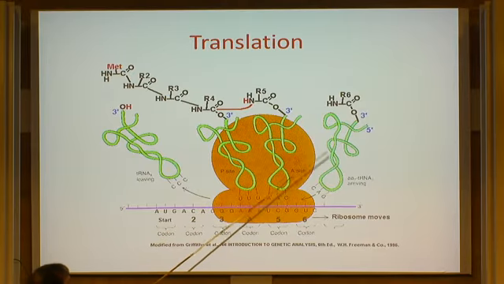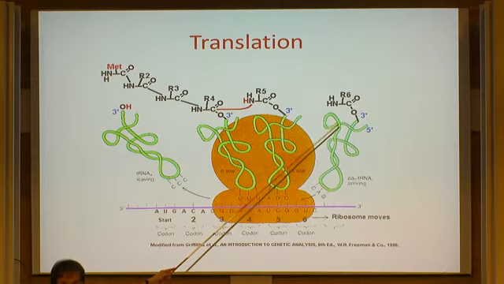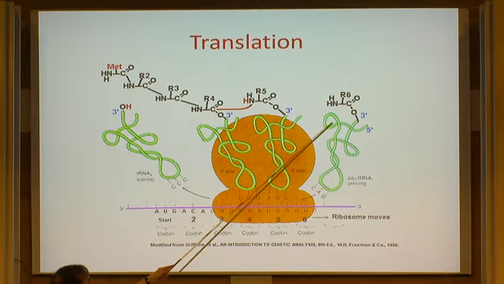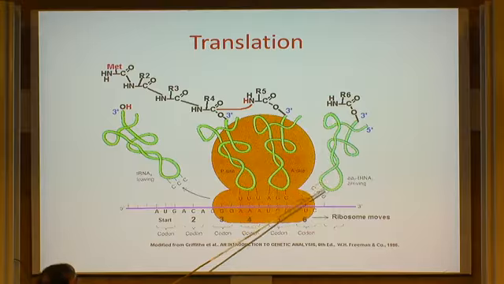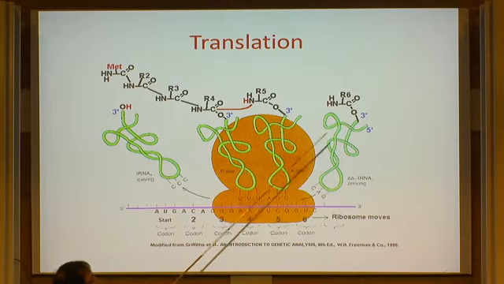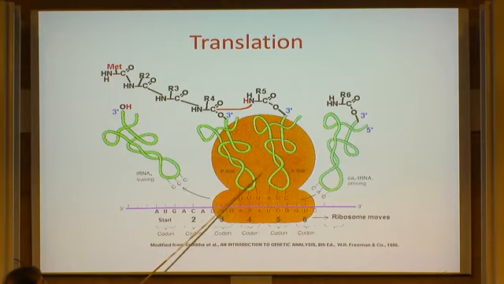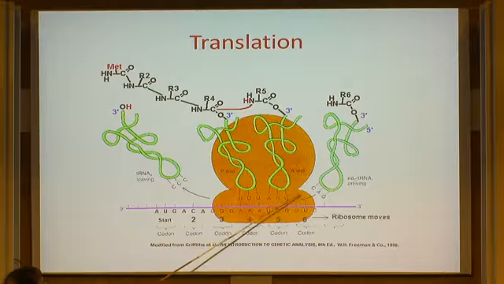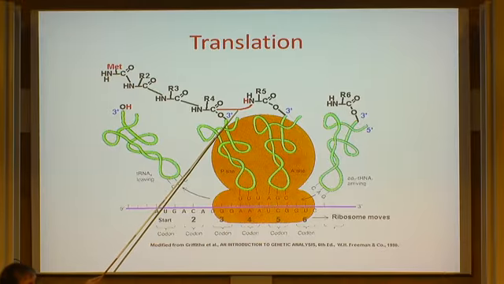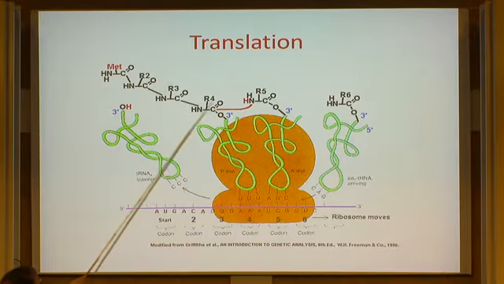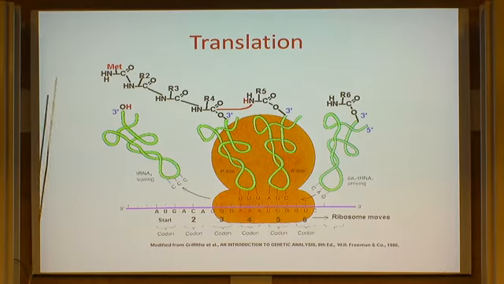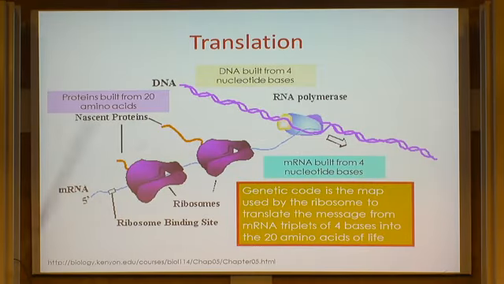And what happens in translation is a very complicated process going on in the cell where the right amino acid is brought in to the ribosome. The ribosome basically links it up to the nascent protein, and then the protein emerges from the ribosome. So as I said, the genetic code is the map that translates the 4 bases into 20 amino acids.